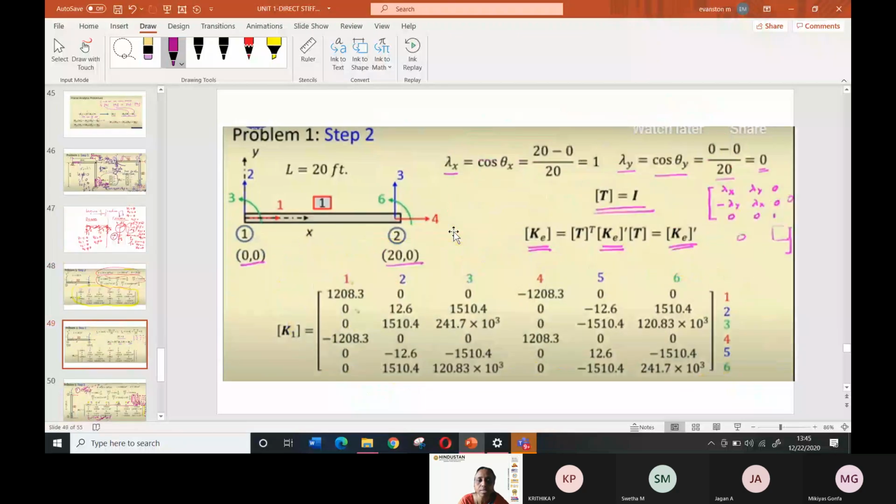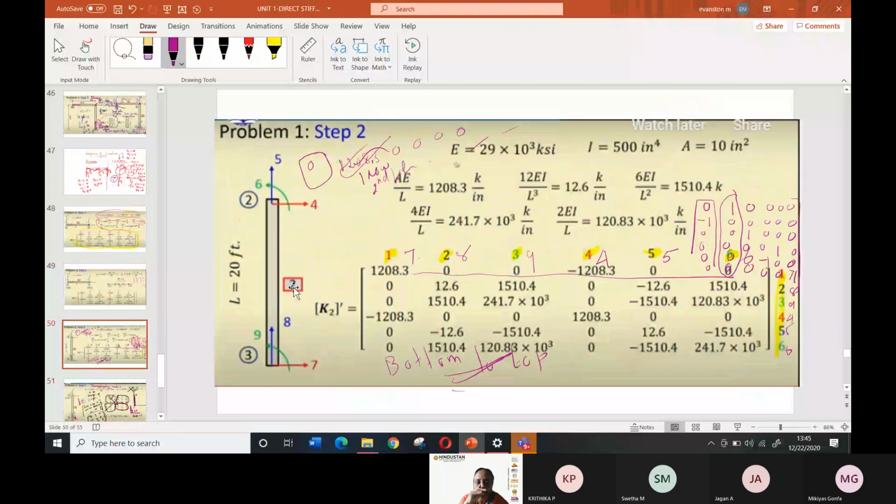But when we move on to the second member, that's a vertical member, you have to rotate it. First, you formulate the stiffness matrix as for the previous member. As for the previous member, you calculate AE by L, 12EI by L cube, everything you calculate.